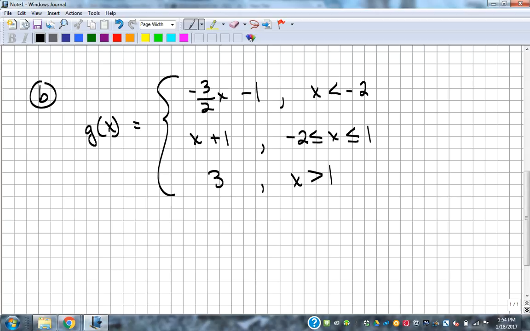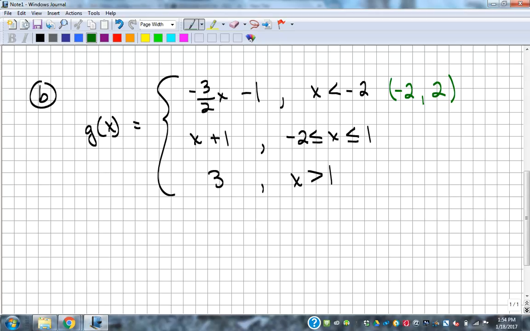Start with the first piece. What do we do first? Good. Plug in negative 2 for x and get the y value that goes with it for that important point. So negative 2 times negative 3 over 2 would be 2. No, it would be 3 minus 1 is 2. Yeah, that's right, final answer of 2. Is that included or not? No, because it's got what kind of symbol there? Just a less than, no equal to mark.